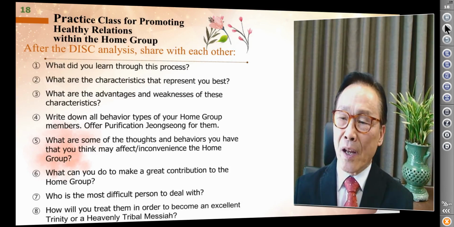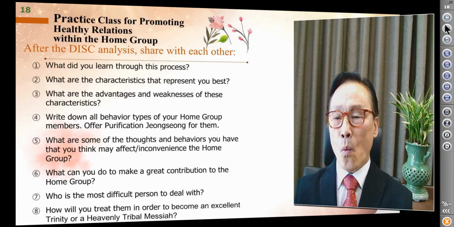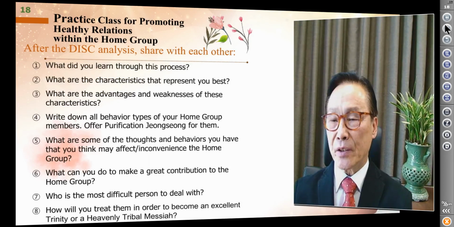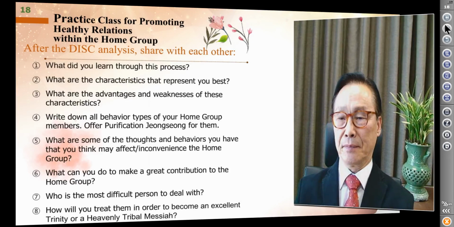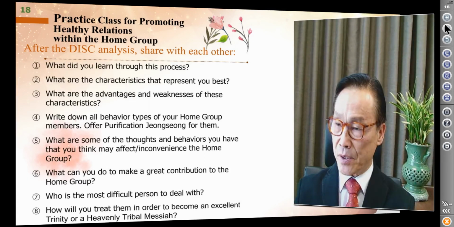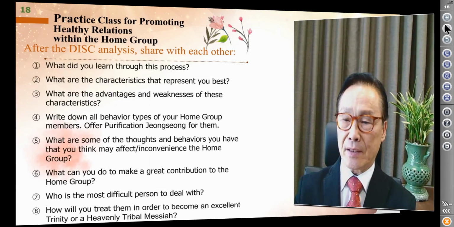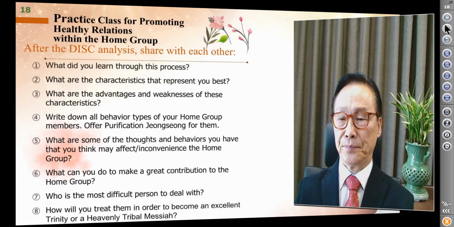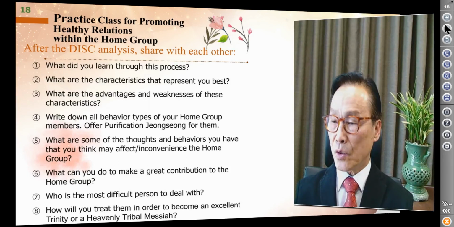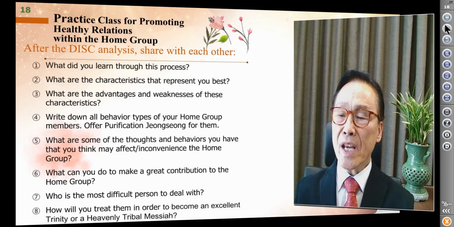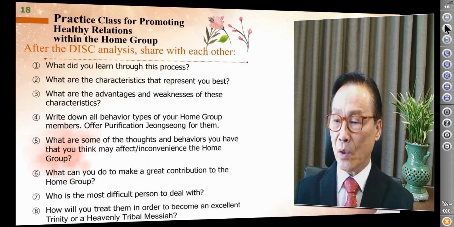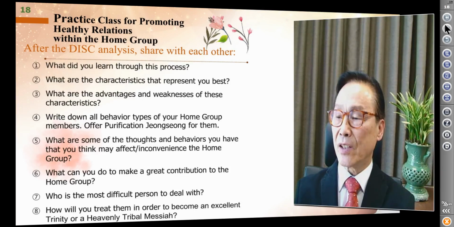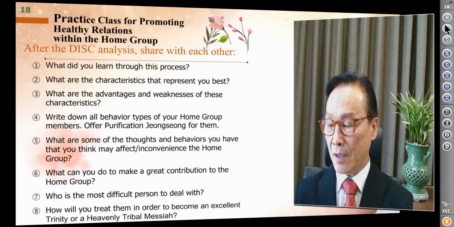So, what did you learn through this process? What are the characteristics that represent you? What are the strengths and weaknesses of your behaviors? Write down all the behavior types of your home group members. What are some of the behaviors you have that you think may inconvenience the home? What can you do to make a great contribution to the home? Who is the most difficult person to deal with? How will you treat them in order to create an excellent trinity or become heavenly travel messiahs?